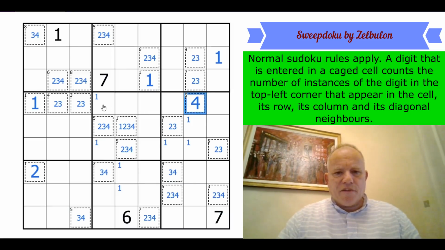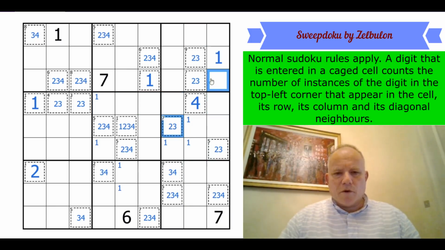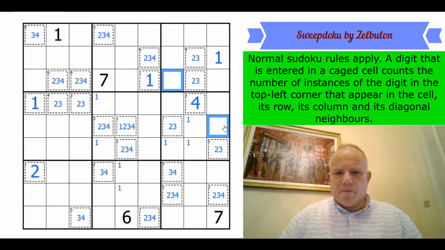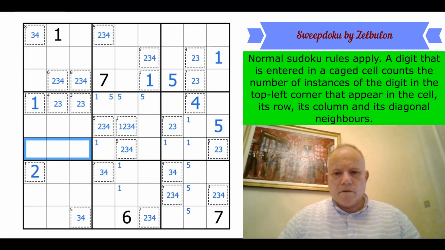It sees a 5 somewhere in those 4 cells. It sees a 5 somewhere in the column. But it also sees 2 5s, can't be on those opposite corners because that's not a 5. So those 2 must be 5s. Then there's going to be a 5 down here and a 5 along here, and therefore also along there somewhere.